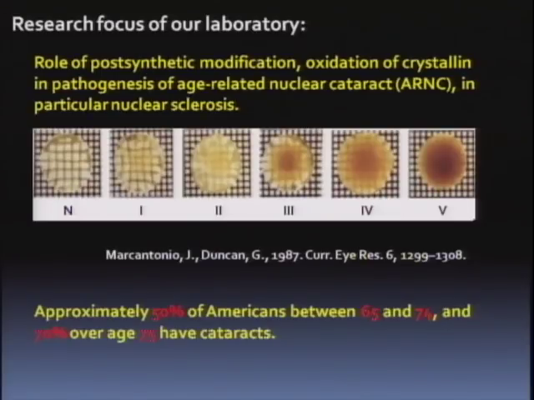Our laboratory for many years focused on the research of post-translational modification and oxidation of crystallins in the pathogenesis of age-related nuclear cataract, especially in nuclear sclerosis. Here, in the lens pictures, you can easily see the different opacification, which is graded by a grade. This lens discoloration was positively correlated with crystallin aggregation and cataract formation.